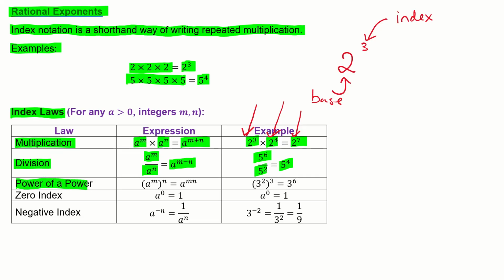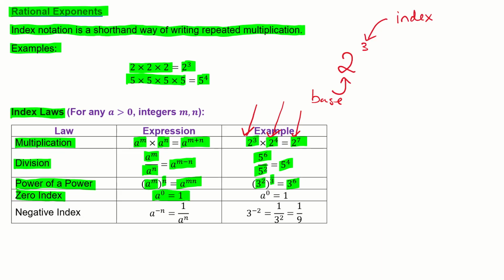There's the power of a power law. A to the power m then raised to the power n is a to the m times n. For example, if we have 3 squared and we cube it, then we get 3 to the 6 because 2 times 3 is 6.